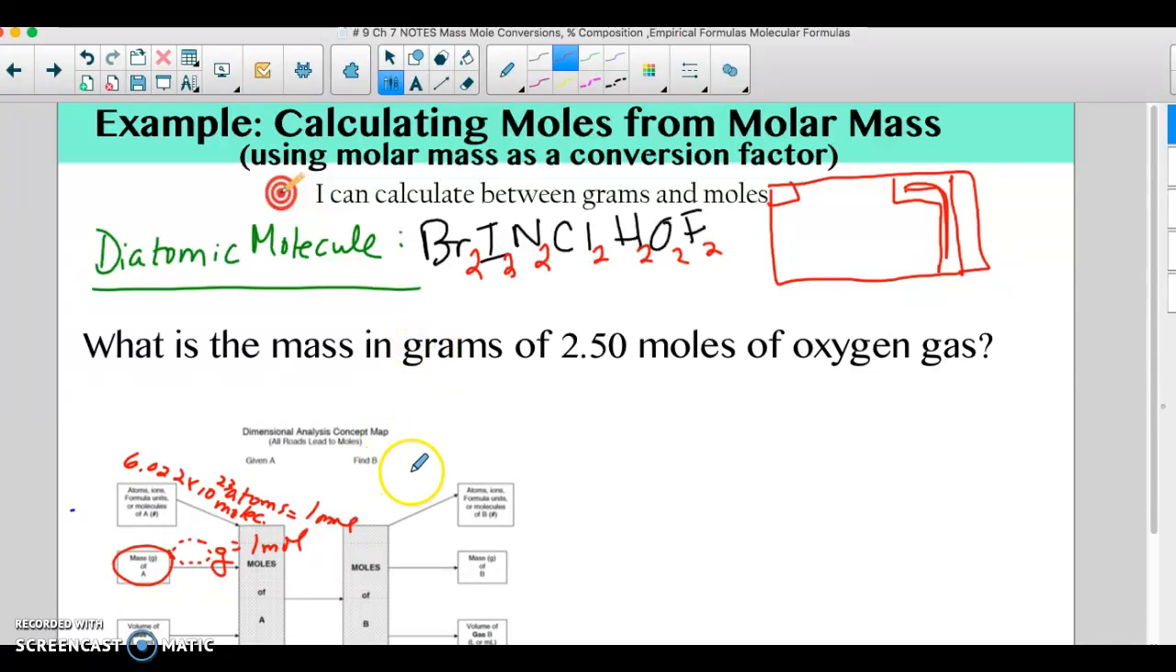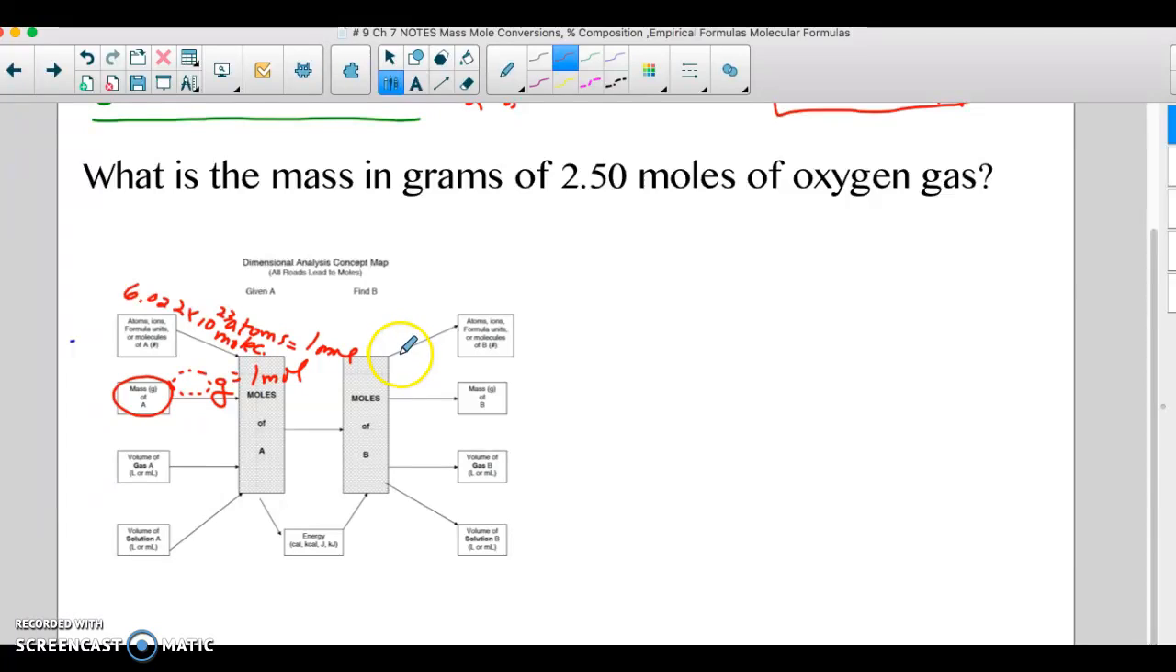So here's an example problem, and if you guys have your pink mole map, you can use that to help. We know how to use Avogadro's number here between moles and the number of atoms. We know how to go between moles and mass by using molar mass. So the only difference is now we know how to calculate molar mass of a compound and not just an element. So for this question, they want to know the mass in grams of 2.5 moles of oxygen.